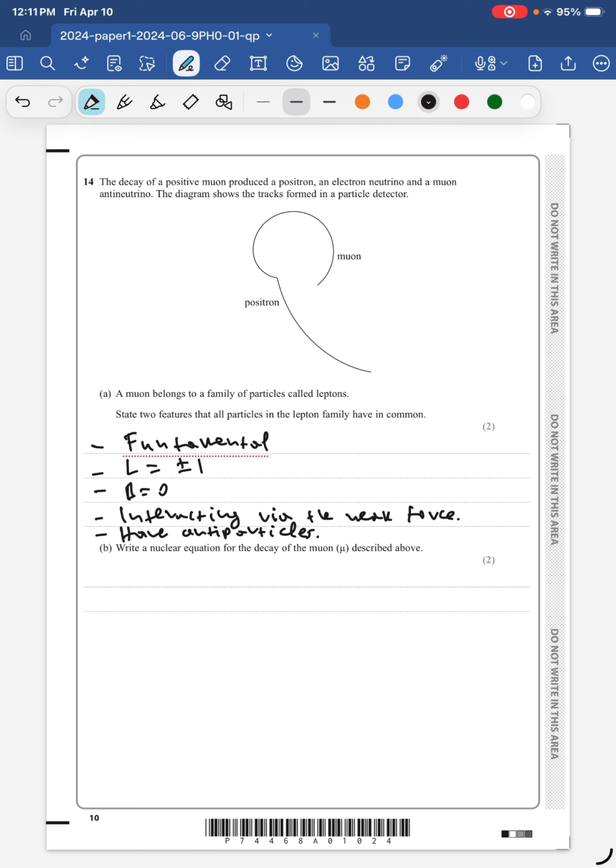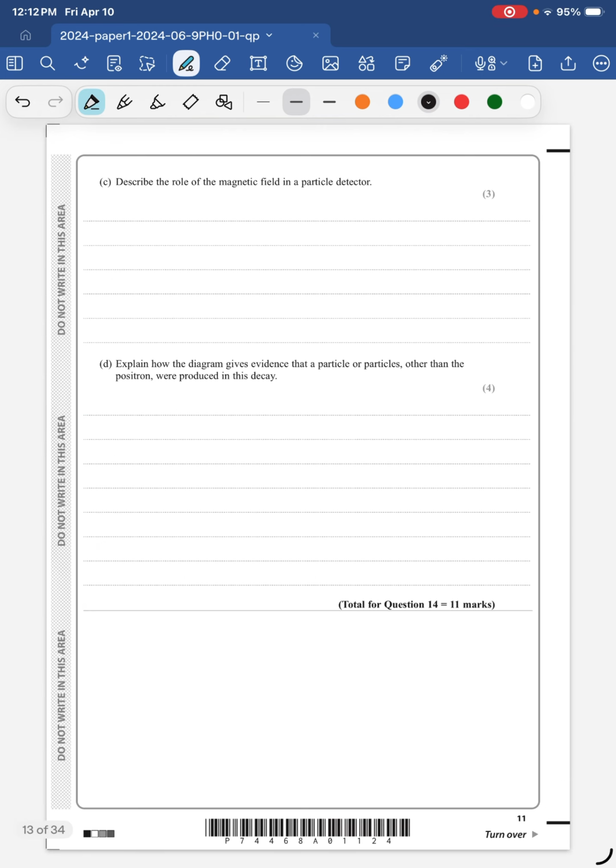So, moving on to part B. Write a nuclear equation for the decay of the muon described above. Okay, so we have a positive muon, right? And we are told that it decays into a positron, an electron neutrino, and a muon antineutrino. Okay, so that's the nuclear equation, right? We have a positive muon, producing the positron, an electron neutrino, and a muon antineutrino. Okay, so that's the equation.